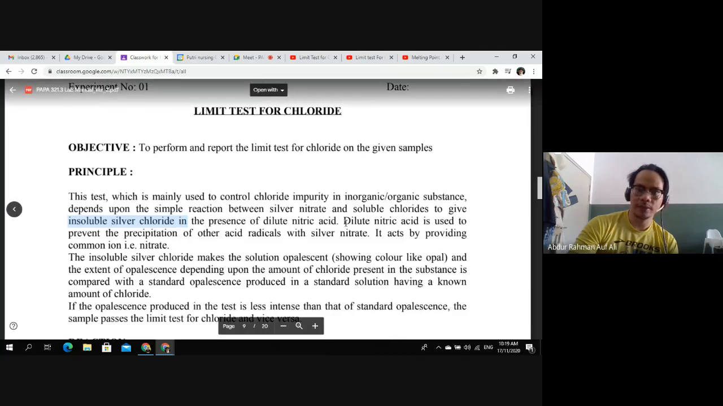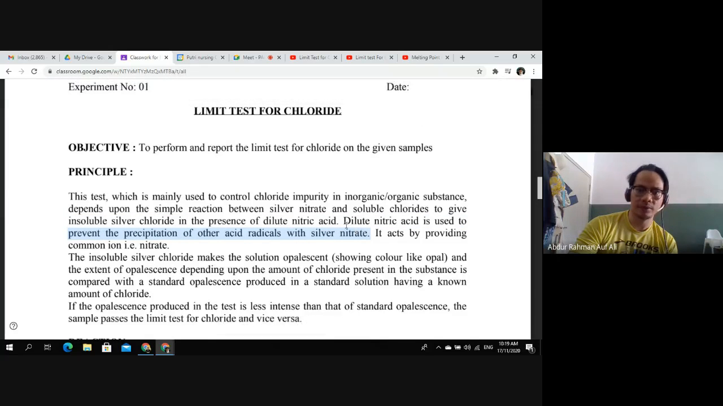So dilute nitric acid ni pula adalah digunakan untuk prevent the precipitation of other acid radicals with silver nitrate. So dilute nitric acid ni tujuannya adalah untuk menghalang dari any other acid salts being formed. Okay, so kita nak AgCl saja dihasilkan. We only want silver chloride, AgCl to be formed because kita nak detect the chloride.